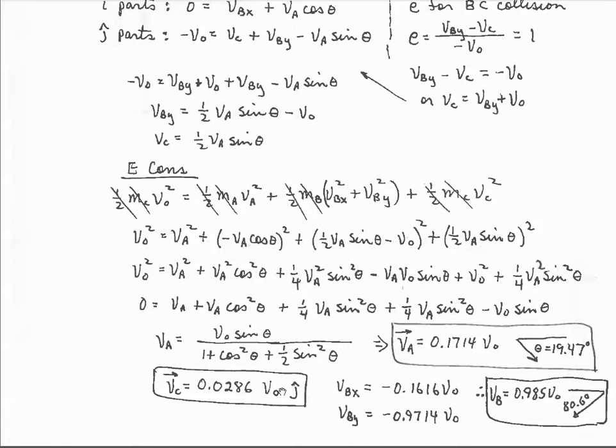So the VC comes down, hits B, and then it bounces upward. And then you plug into VBX from right here, and you plug into VBY from right there, and you get these two VBX and VBY components. When you take the square root of the sum of the squares, you'll get a velocity that's equal to 0.985 V naught, and the angle is 80.6 degrees.